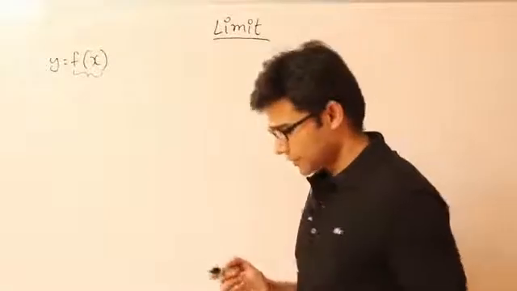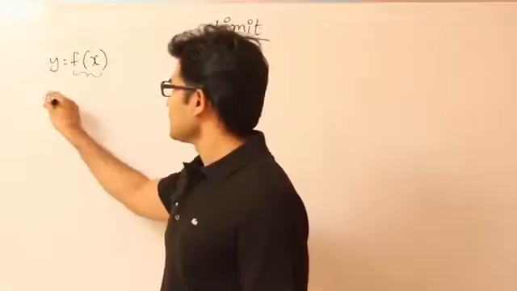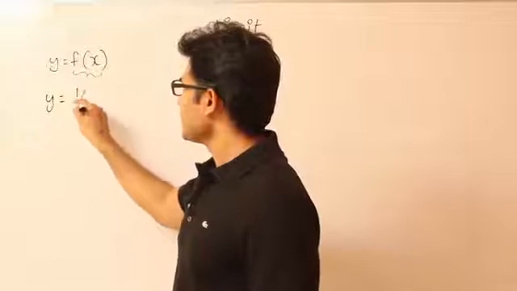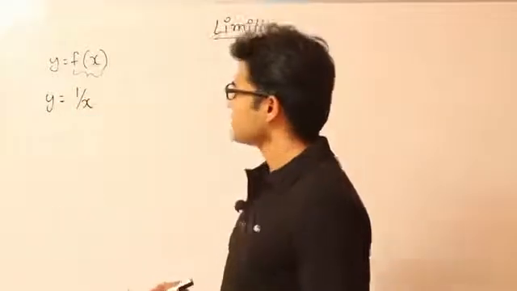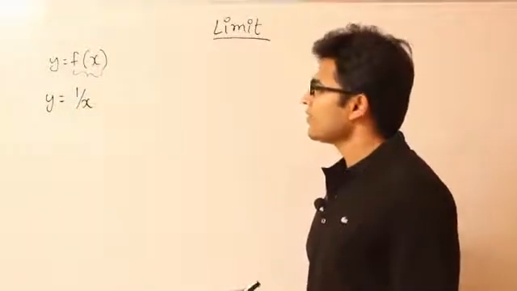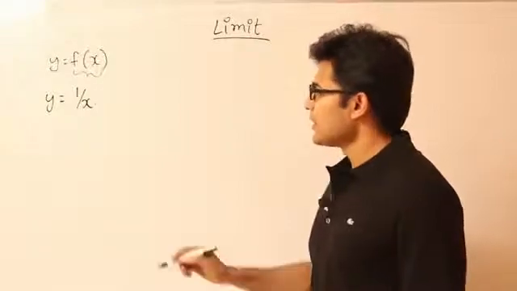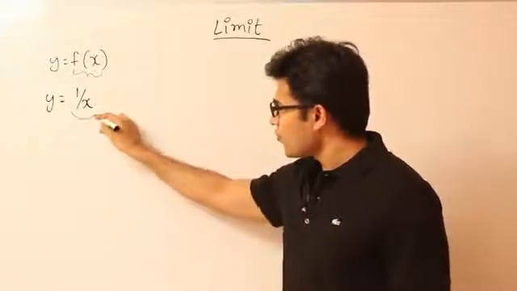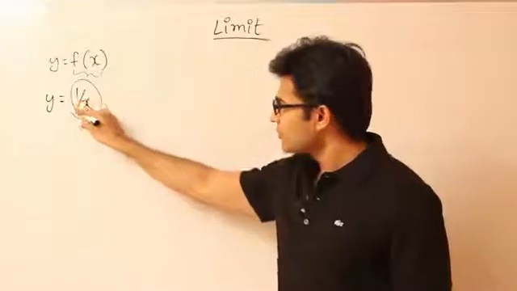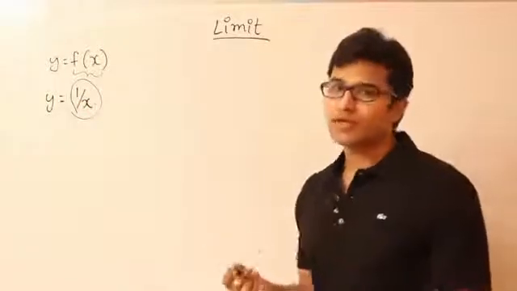I'll take an example quickly. Let us say y is a function, y equal to 1 by x, which means f of x in this case is 1 by x. Now if you have to study this function 1 by x, we are supposed to talk about what are the possible values of this 1 by x for all values of x.